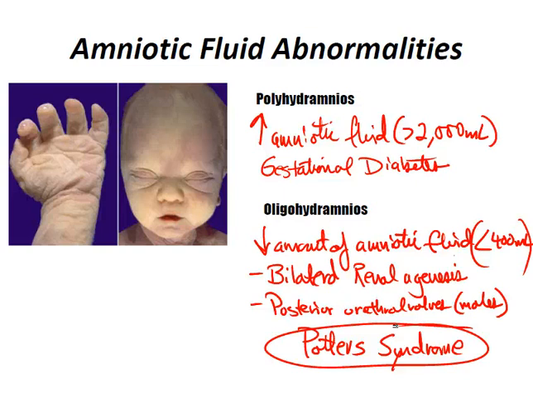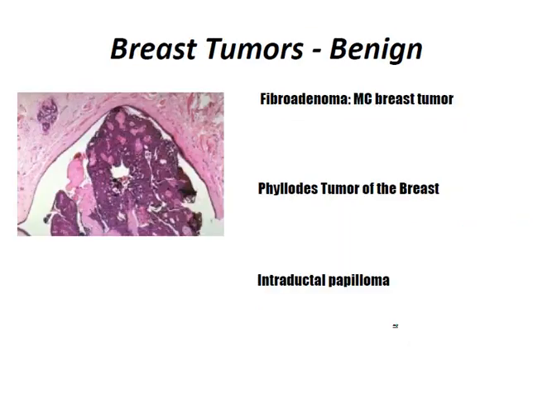The next thing we're going to talk about is benign breast tumors. A fibroadenoma is the most common breast tumor in women under 35. It's associated with cyclosporin A. That is very important to know. Half of women receiving cyclosporin.